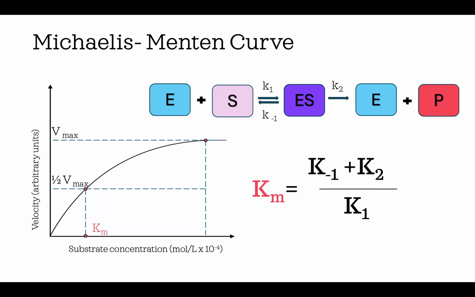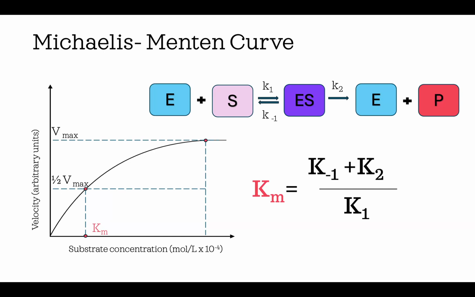So as you can see on the top, you've got an enzyme and a substrate, and you've got a forward reaction to the formation of the enzyme-substrate complex, K1, and we've got a reverse reaction of K minus 1, which goes back to enzyme and substrate. And then you've got K2, which is the rate constant for breakdown of the enzyme-substrate complex to enzyme and end product. So K1 is the rate constant of association of the ES complex, the forward reaction. K minus 1 is the rate constant for the dissociation of the ES complex, so the backward reaction.